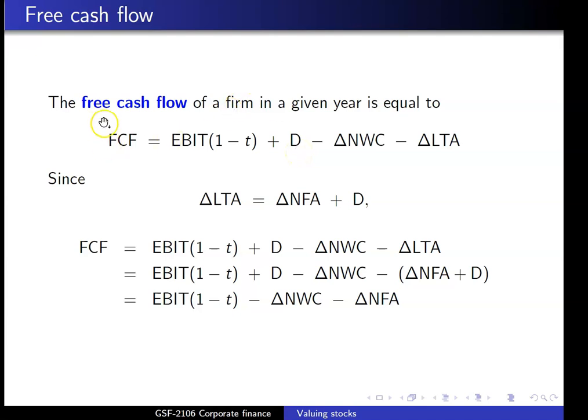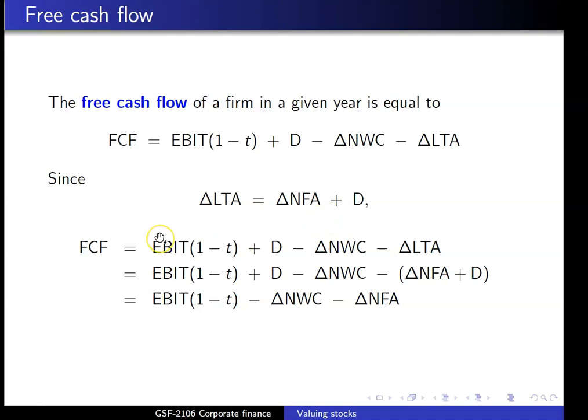So the free cash flow of a firm in a given year is equal to the net operating after-tax cash flow. So earnings before interest and taxes times 1 minus the tax rate plus depreciation. This is the cash flow from its operations. Minus additions to net working capital, money spent to purchase short-term assets, minus capital expenditures, CapEx, money spent to buy long-term assets.